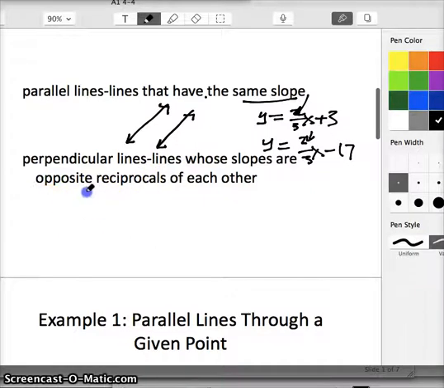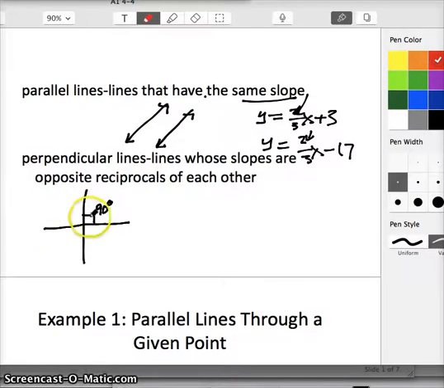Perpendicular, by the way, means that the two lines intersect at a point to form a 90-degree angle. That little square is often put at the vertex of a 90-degree angle. So when you see that, know that that's what it means. And so two lines that form a 90-degree angle are considered perpendicular. So perpendicular lines, for algebra's sake, when we're dealing with their equation, are lines whose slopes are opposite reciprocals of one another.